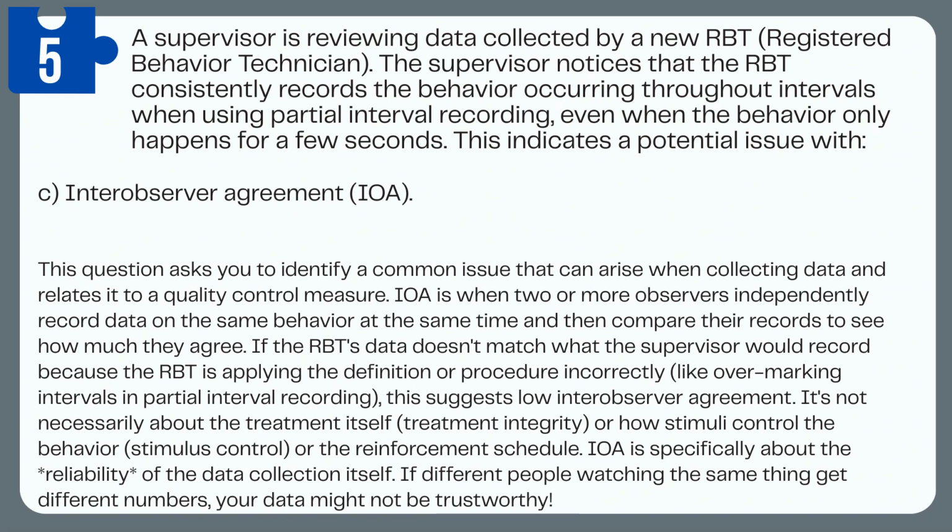Answer: C. Inter-observer agreement, IOA. This question asks you to identify a common issue that can arise when collecting data and relates it to a quality control measure. IOA is when two or more observers independently record data on the same behavior at the same time, and then compare their records to see how much they agree.